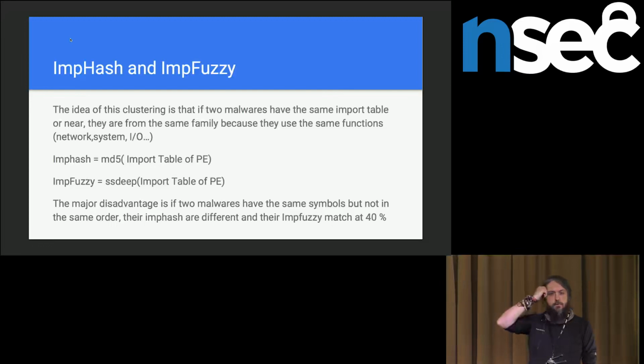Imphash was created by Mandiant. The goal is to make an MD5 of the import table of the PE. Impfuzzy is the same concept but with SSDeep. Because with SSDeep, you can make a distance between import tables, because you have a distance function to compare two signatures. The problem of imphash or impfuzzy: if the compiler changes the order of the import table, the imphash is different. Normally it's MD5, and the impfuzzy matches at 40%. So it's bad, because with 40% you can't make a good assessment to know if it's the same family or not.